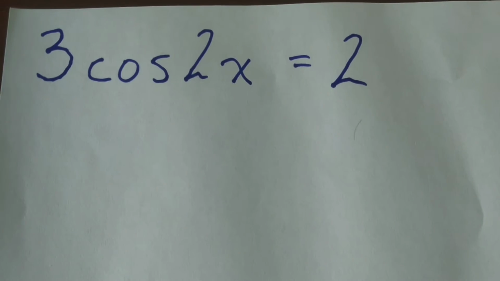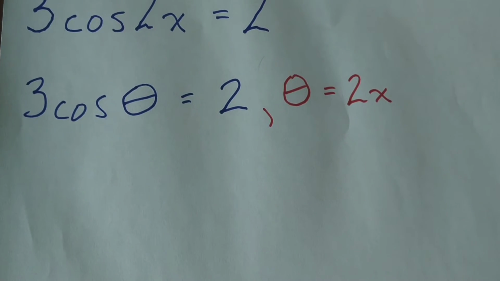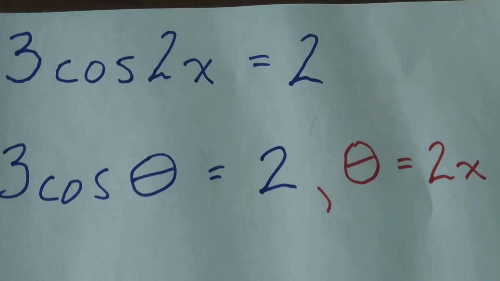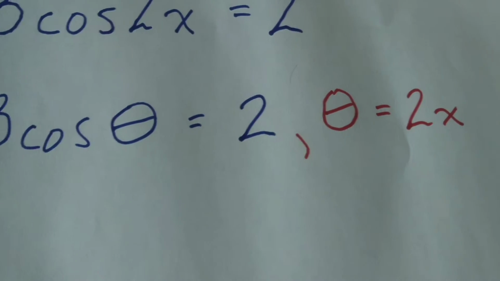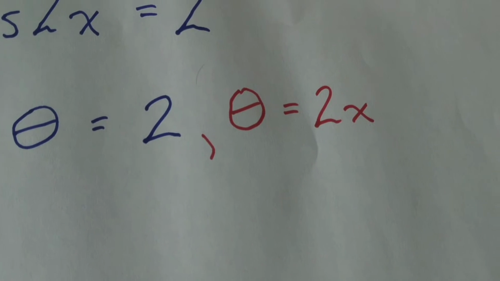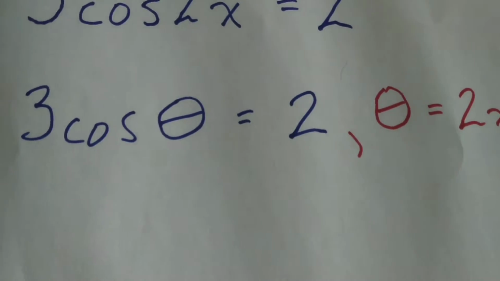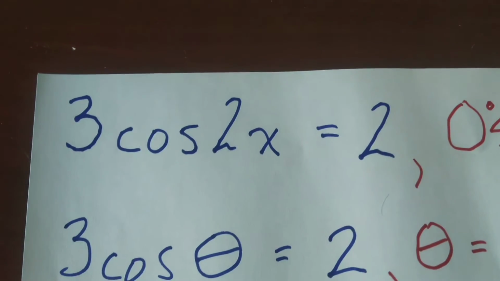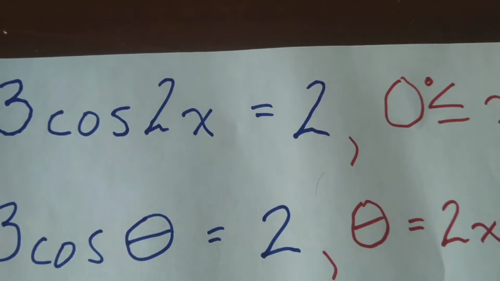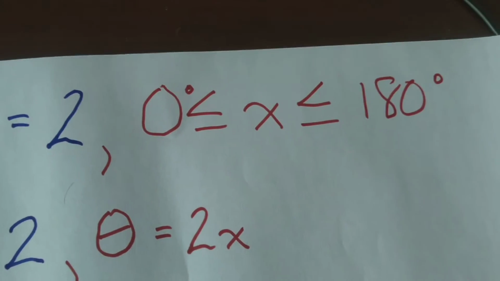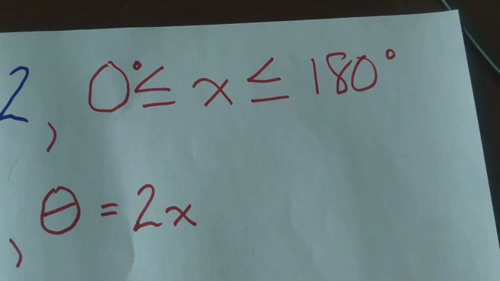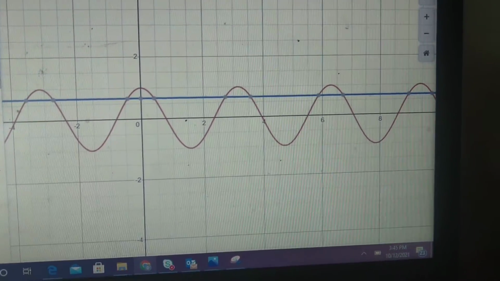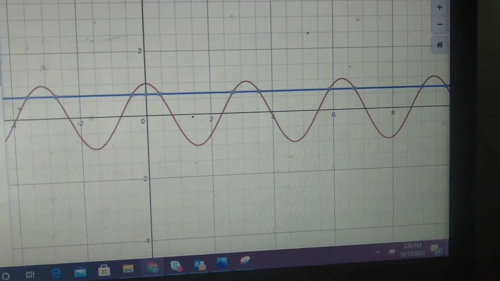But what I encourage you to do is think about it this way. Substitute theta in for 2x, and then we can handle the rest of it later. So theta is equal to 2x, and we'll substitute it in later. So back to the problem, we want to find 3 cosine 2x is equal to 2. We're trying to find all the values between 0 and 180 degrees. And as you can see, we're going to have multiple values, but we just have to go between 0 and 180.